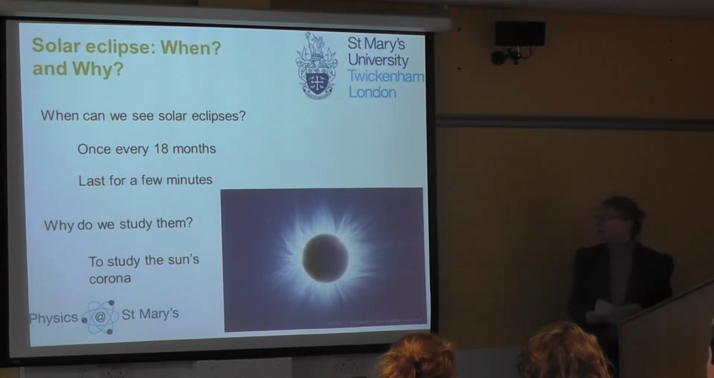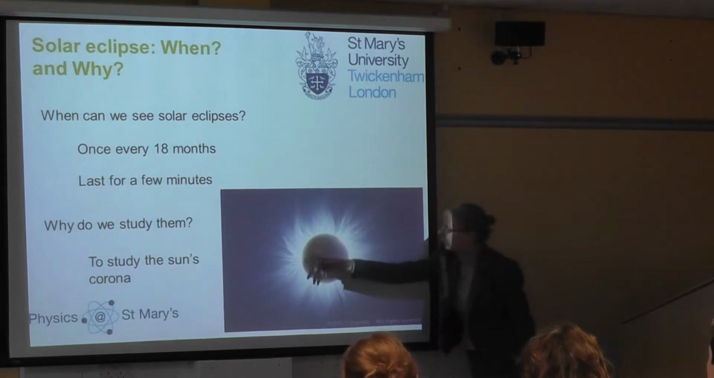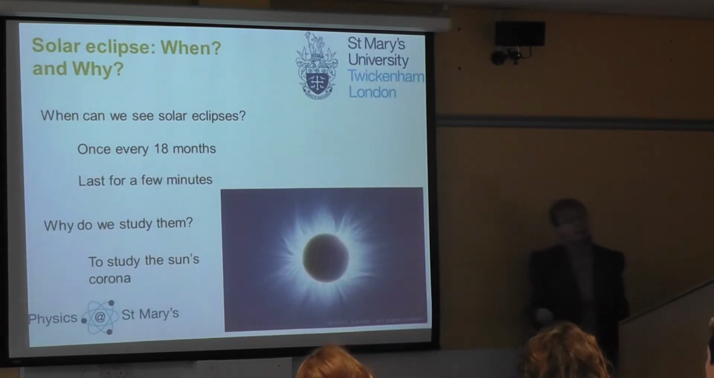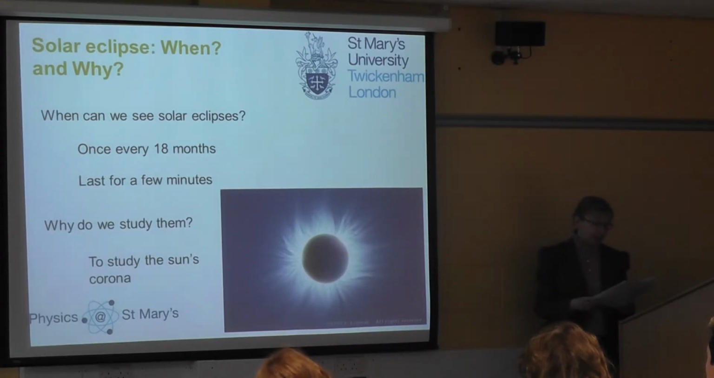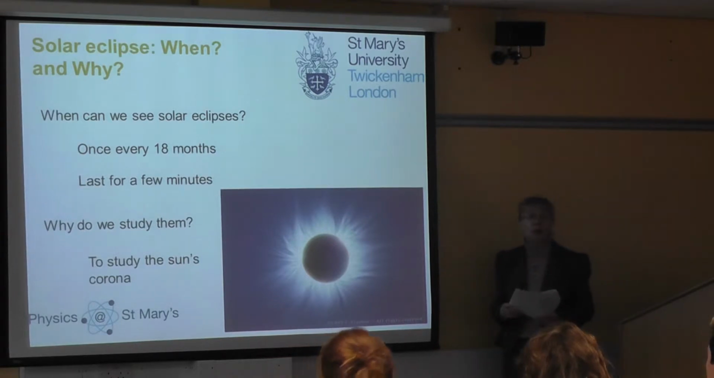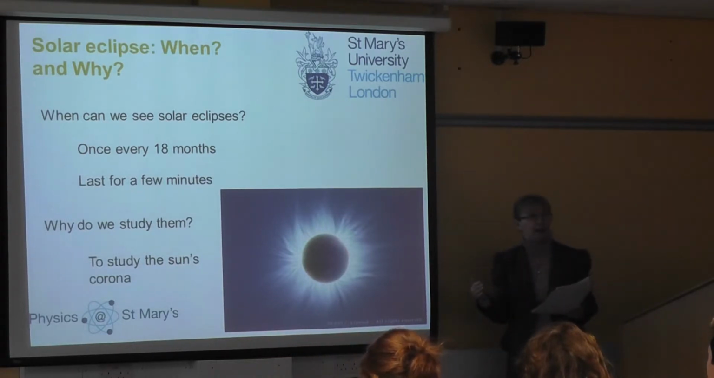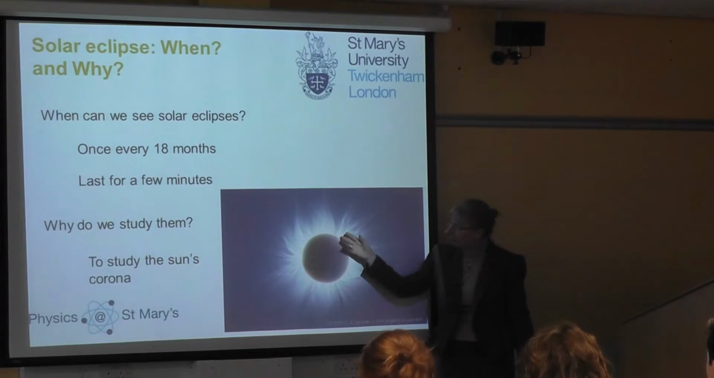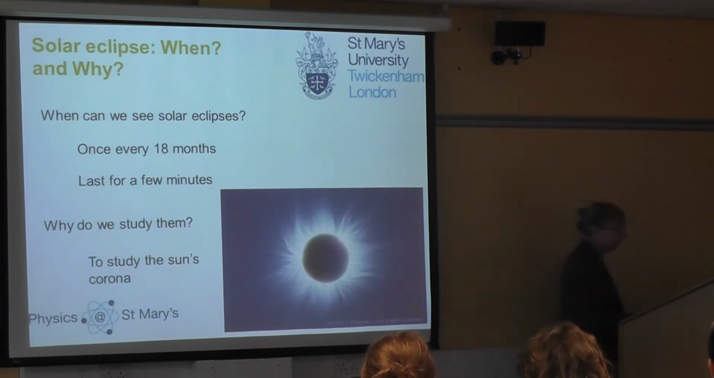So the sun's corona, as you can see here, is something quite extended, and it extends for millions of kilometers from the sun itself. But the problem is that if the sun is not covered, it's very difficult to see it.